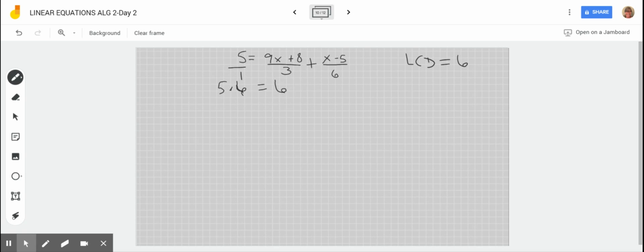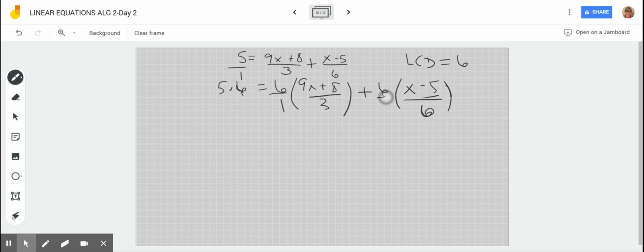Okay, so the way you're going to write this, I'm going to write 6 times a big parentheses, 9x plus 8 over 3 plus 6 times x minus 5 over 6. The reason I did that is so that you can see the fraction, and so you see how to distribute. The truth is we actually don't want to distribute first. We want to simplify first. It'll make it a lot easier.